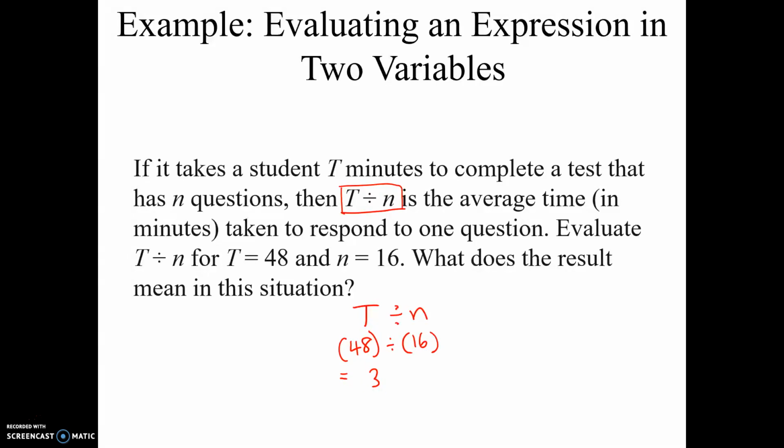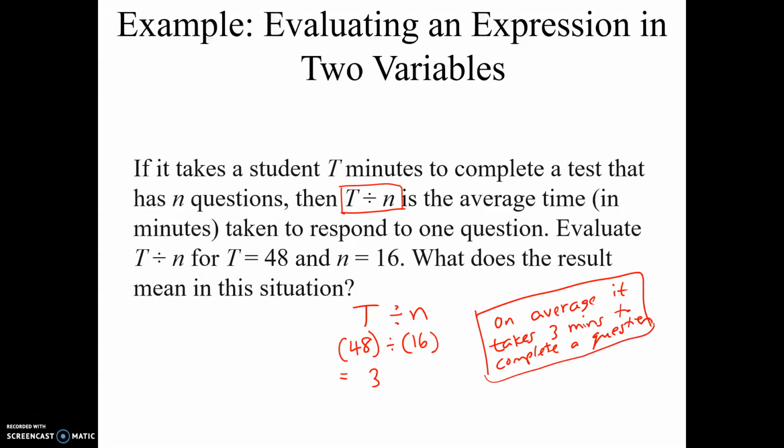Now, what does the result mean in this situation? Well, t is the number of minutes. So if you have 48 minutes and 16 questions, it's taking 48 minutes to complete 16 questions. So if you take 48 divided by 16, that's equal to 3. So on average, it takes 3 minutes to complete a question. So it's important to keep the units in mind.